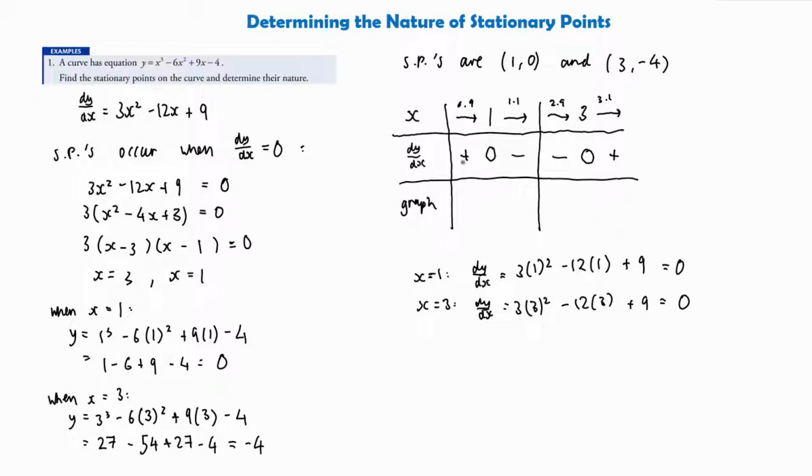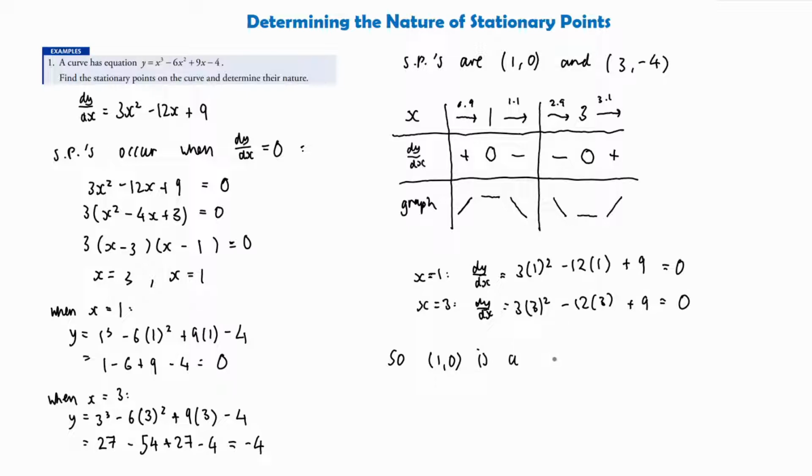So now with these three things, we've got a positive, so it's going to be increasing. We have 0, so it's stationary. And then we have minus, so it's going to be decreasing. Then over here, we have minus, which is decreasing. 0, which is a straight line. And then positive, which is going to be increasing. So now we can see what the curves of the graph will look like when it gets to these 2 points.